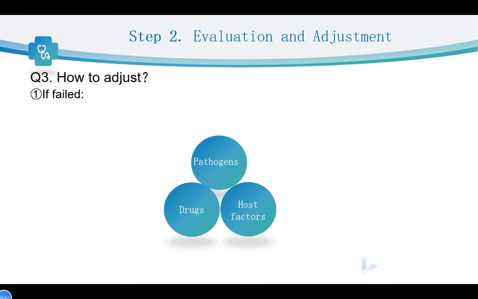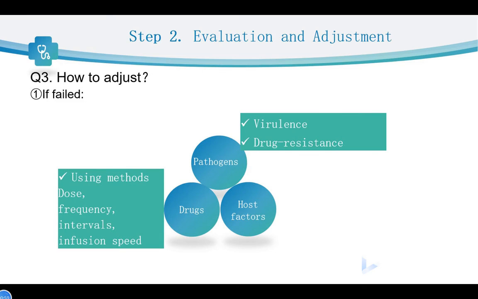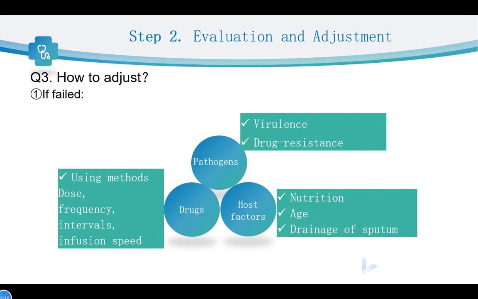We need to think about whether we made a correct estimation of the virulence and drug resistance of the pathogens, and chose the correct antibiotics for the patient. Whether the usage of the antibiotics is correct, including the correct dose, frequency, intervals, and infusion speed. Whether the patient is in good condition of nutrition and drainage of the sputum.